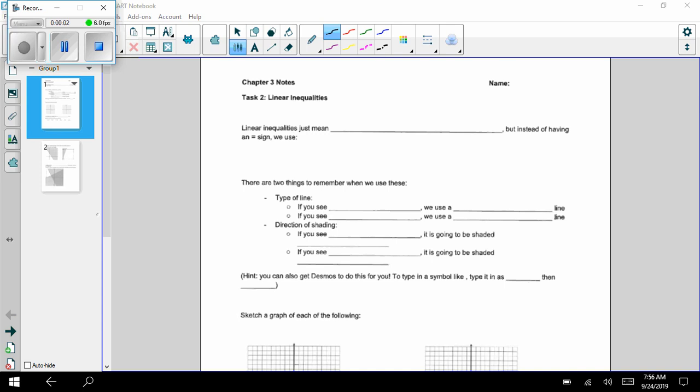Chapter 3 notes, Task 2, linear inequalities. Linear inequalities just means linear equations, but instead of having an equal sign, we use a less than sign, a less than or equal to sign, a greater than sign, or a greater than or equal to sign.